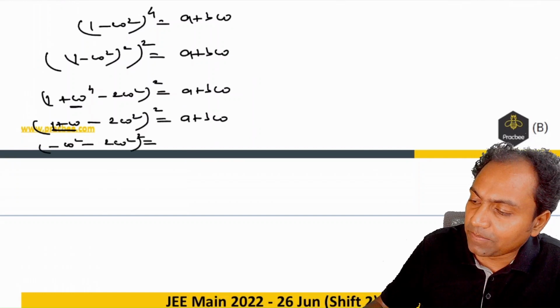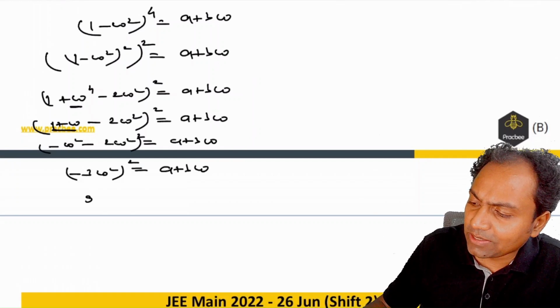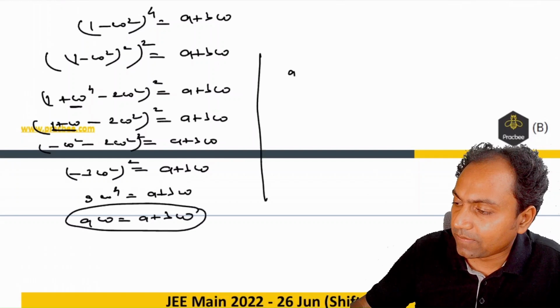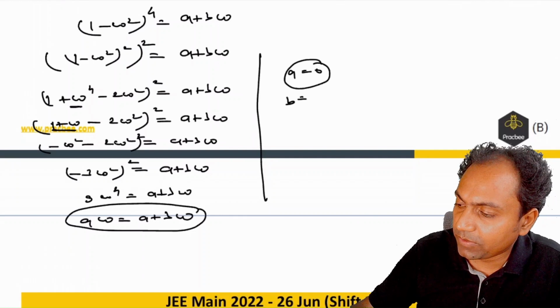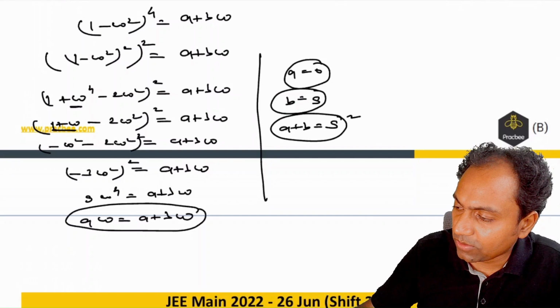So again, if you simplify this, what you get is nothing but minus 3 omega square raised to the power 2 will be equal to a plus b omega. This, if you simplify, is nothing but 9 omega raised to the power 4 is equal to a plus b omega. And omega raised to the power 4 will again become omega only. So now if you compare both the sides, the value of a you are getting is 0 and the value of b you are getting is 9. So if I want to find the value of a plus b, it will come out to be 9 only.